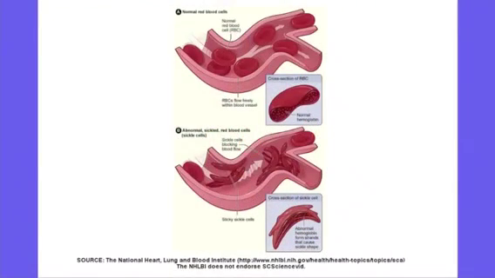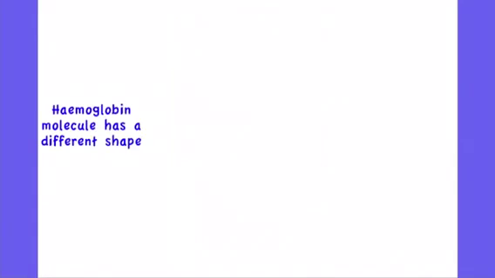Now that sickle shape of the red blood cells, you can see here in the diagram, can actually impair blood flow, whereas if you look at the top diagram, the red blood cells are moving quite smoothly. In the bottom diagram they can get stuck. That can result in strokes, in fact, so that's one of the side effects of sickle cell anemia.